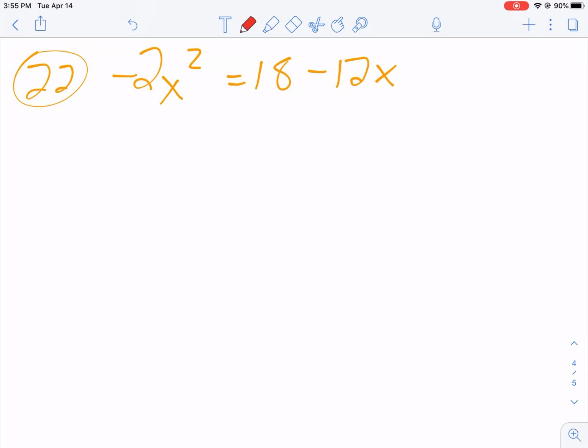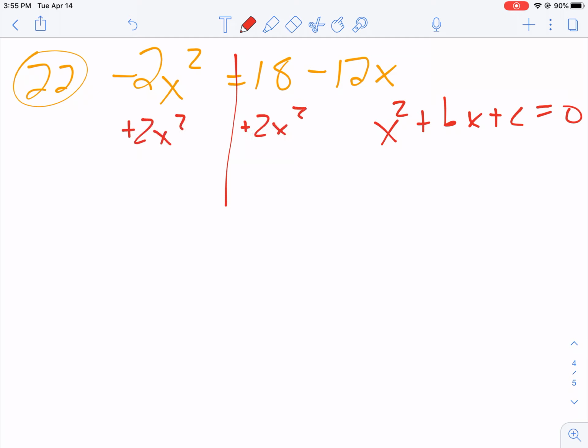And then you have number 22. This one, you have to put it in the correct format. So we need our x squared plus bx plus c equals 0. So that's the form we need to put this in. So what I'm going to do is I'm going to add 2x squared to both sides. Now this is going to actually cancel out and be 0, so we're going to get 0 equals 2x squared minus 12x plus 18.